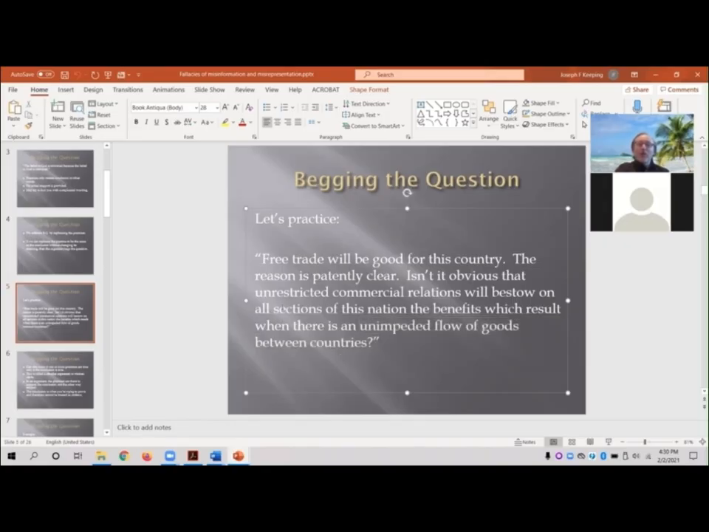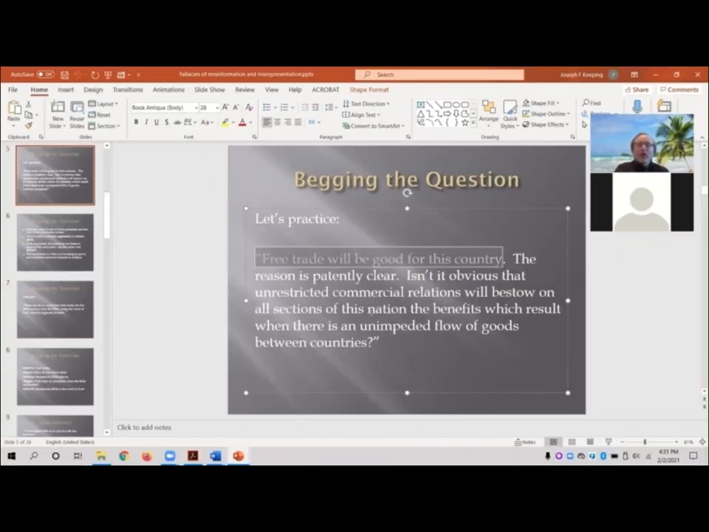And finally, the other part of the sentence is bestow on all sections of this nation benefits. Well, what is a different way of saying bestow benefits on all sections of this nation? Isn't that the same as saying will be good for this country? Isn't bestowing on the nation benefits just saying it will be good for this country in different words? This is the conclusion, right? And this is the premise down here. So it's saying free trade will be good for this country because free trade will be good for this country.